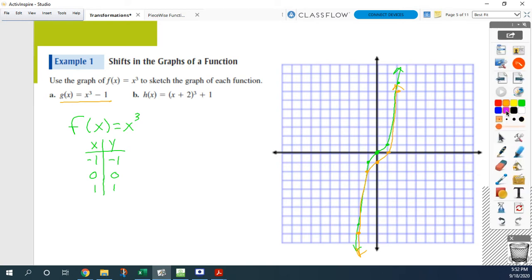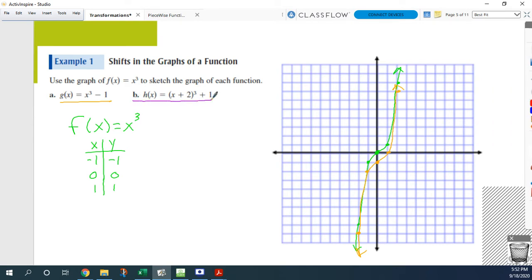So then on our next graph, we're finding h of x, and they tell us that h of x is going to be x plus 2 quantity cubed plus 1. So notice that this time the plus 2 is on the inside of our cubed, or the third power, and the plus 1 is on the outside.